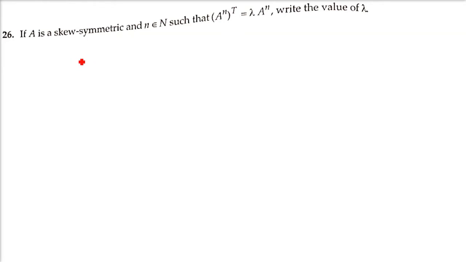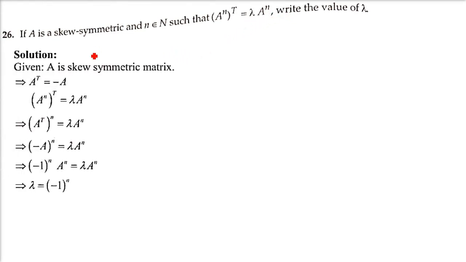If A is a skew symmetric and n belongs to capital N such that A raise n to the power t is equal to lambda A raise n, write the value of lambda. So we'll take one by one. Step by step we'll take. First thing is given as A is a skew symmetric. Skew symmetric means if you take the transpose of A, it is going to be negative A. First thing. Now coming to this one, A raise n to the power t.